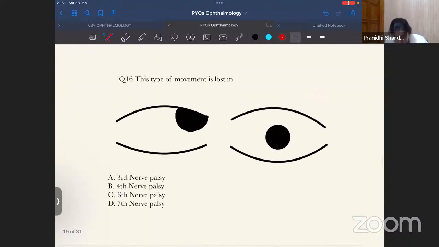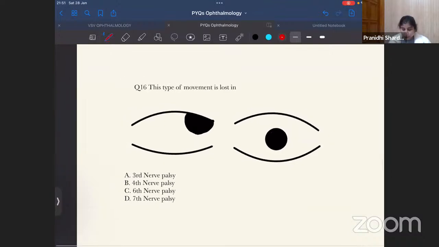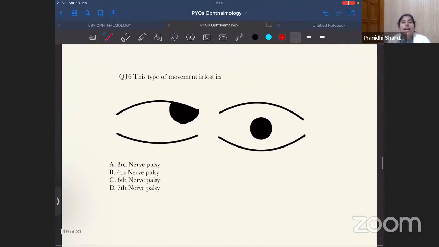Now, the next is again a neuro-ophthalmology question. This type of movement is lost in. Now, which type of movement is this? Firstly, the eye is adducted, and elevation. So the movement is elevation in adduction.